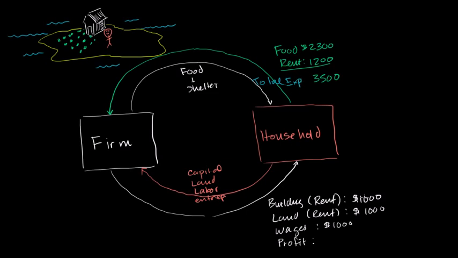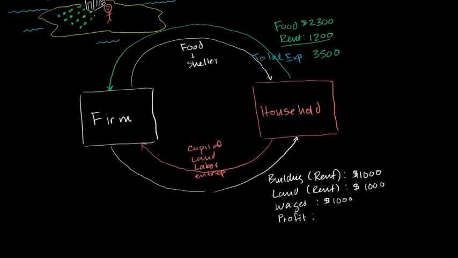Well, he gets $1,000 for the building, $1,000 for land, $1,000 for wages, and he gets some profit from that firm. So we don't know what that profit is. So why don't we hold off a little bit on his total income. So I'll just write it here. Total income. We don't quite know what that is yet because we have to figure out how much profit he's getting from the firm. So let's look at the firm's point of view.